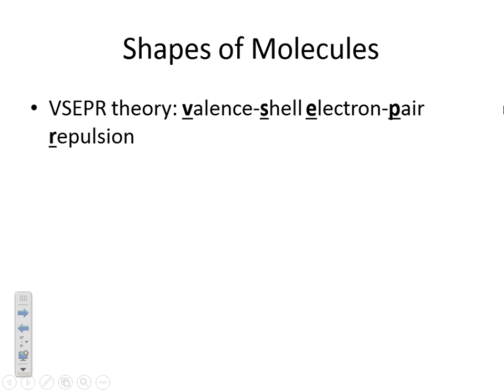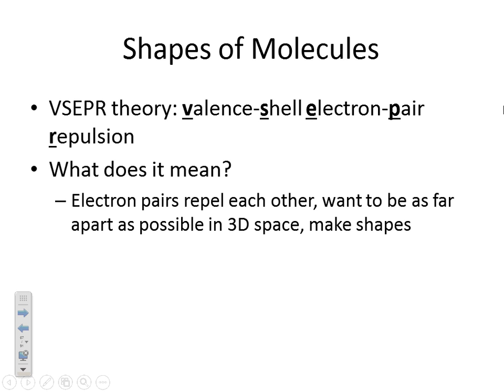So shapes of molecules are based on something called VSEPR theory. That's how we pronounce this acronym, VSEPR theory. And VSEPR theory, the acronym, means valence shell electron pair repulsion. And this is a good name in chemistry because it tells you exactly what's going on. Names that are descriptive are very good things.